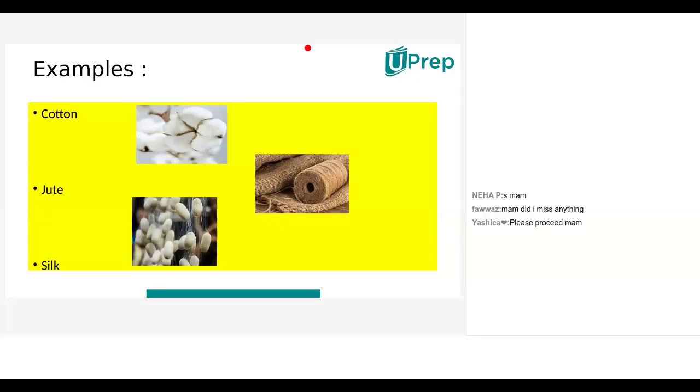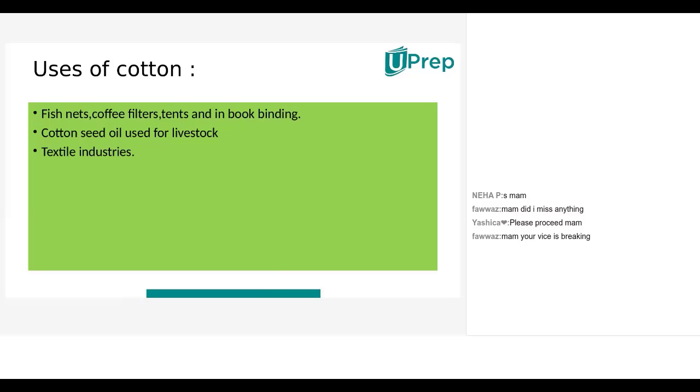So what are the uses of cotton? Fish nets, coffee filters, tents, book bindings, cotton seed oil used for livestock, and the textile industry. All these are the different uses of cotton. Not only these uses, there are worldwide uses of the cotton, right? So especially when we think about cotton, what comes to our minds, children?